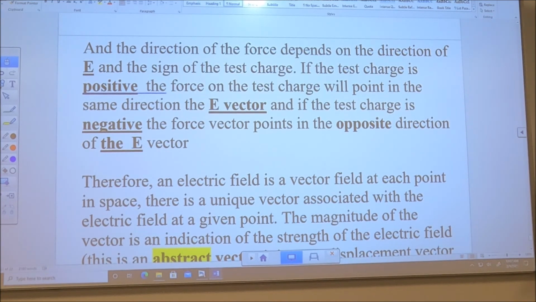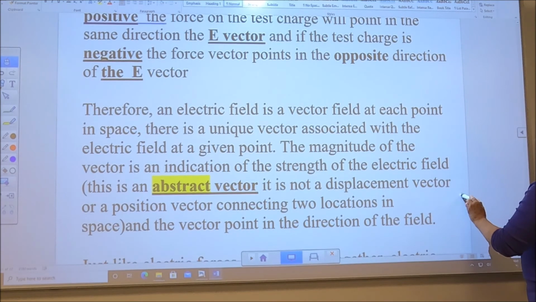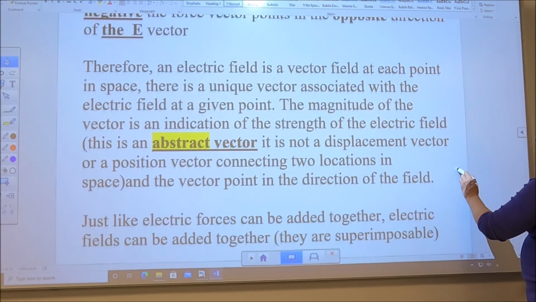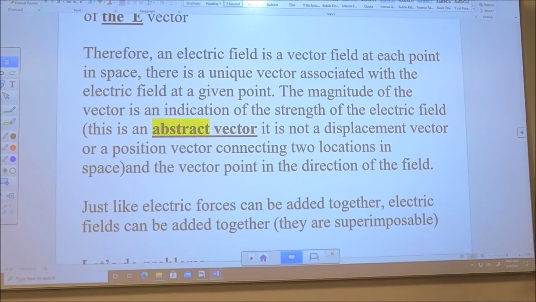Therefore, an electric field is a vector field. At each point in space, there's a unique vector associated with the electric field at that point. The magnitude of the vector is an indication of the strength of the electric field. This is an abstract vector, not a displacement vector or a position vector. And the vector points in the direction of the field.